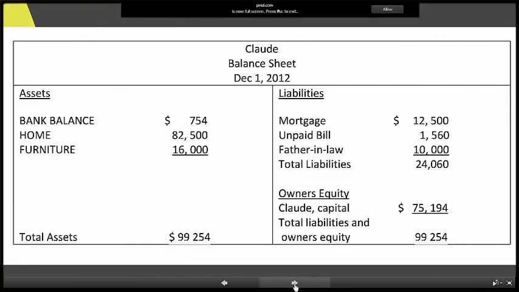Here's the balance sheet for Claude. It looks really similar to the chart that we just did. However, there's a title up at the top now. And you'll notice that capital has been broken down right here at the bottom compared to what we've seen before.